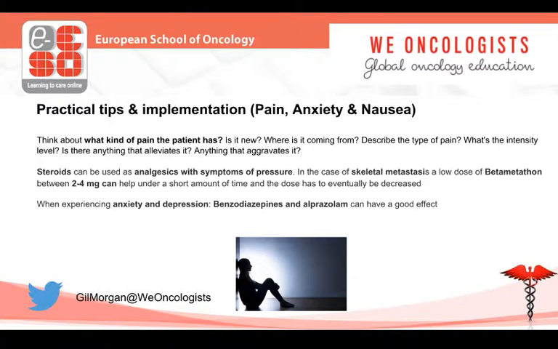Steroids can be used as analgesics with symptoms of pressure. In the case of skeletal metastasis, sometimes a low dose of betamethasone between 2 to 4 milligrams can help under a short amount of time. However, you eventually have to decrease the doses and set it out. When experiencing anxiety or depression, we can start with benzodiazepine and alprazolam. They can have a good effect. But as I said, often this requires also support for the patient.